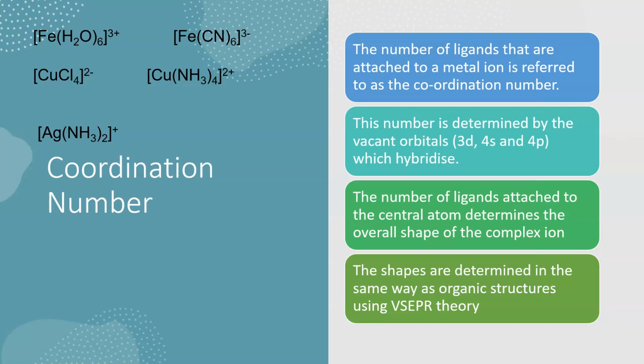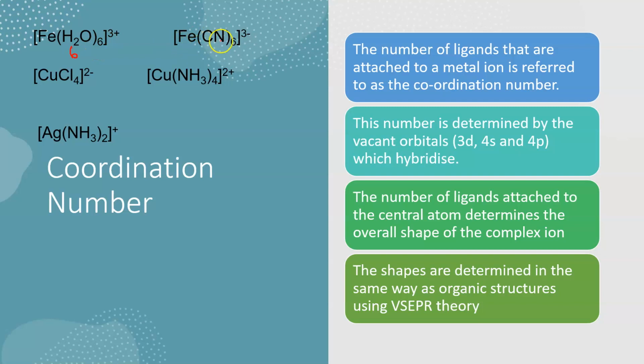Typical complexes will usually have 4 or 6 coordination numbers. Some have just 2, but these are rarer. As we can see here, if we looked at our hexaaqua iron 3 complex, this would have a coordination number of 6 because of the 6 water ligands.